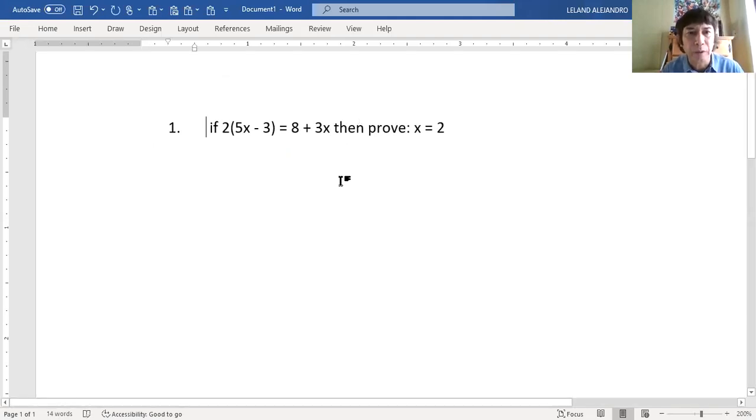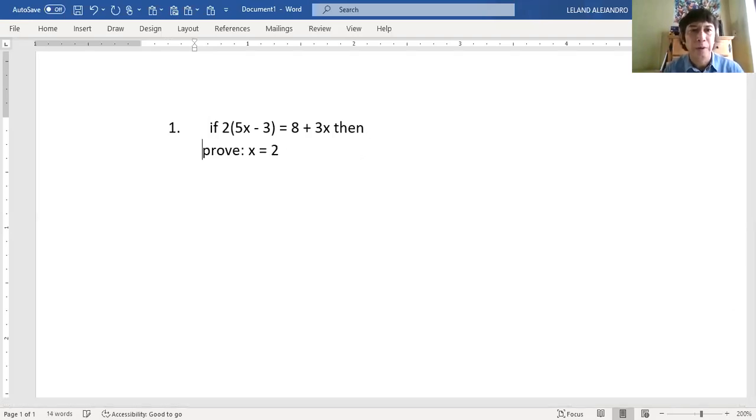Now, I hope it's large enough for you to see it. If 2 times the quantity 5x minus 3 equals 8 plus 3x, then prove x equals 2. There. We are going to prove this given this particular equation. Now, the solution that we're going to use will be involving statements, and of course, that will be for the first column. The other column will be the reasons. There.